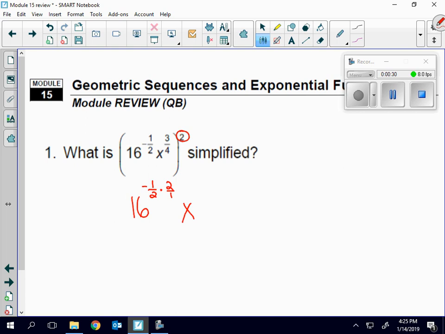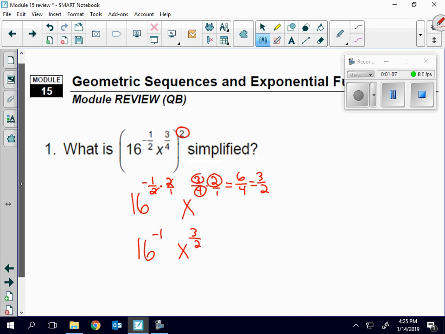Second base is x. It already has an exponent of 3/4. Raising it to the second power means times 2. I'll put it over 1 again. All right, we're going to simplify this. 16 is now to the power of -1/2 times 2. The 2's cancel. It's just a -1. All right, x. I'm going to raise this so I have 3 times 2 is 6. And 6/4, let's write that over here. 6/4 is going to reduce to 3/2. I'm going to leave it in fractional form now so that I can actually do something with it.